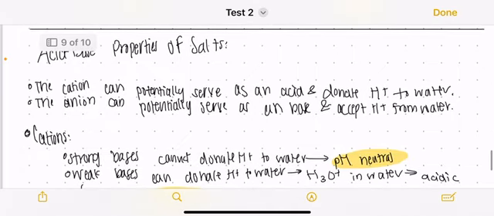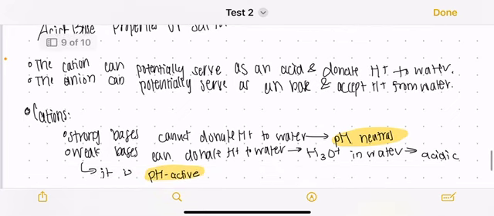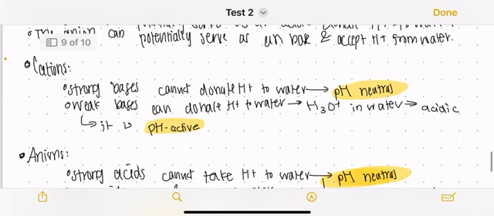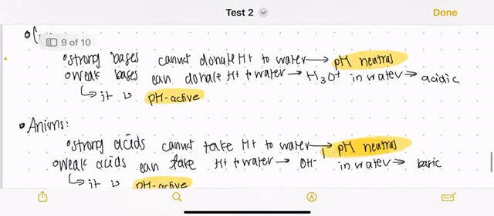Acid-base properties of salts. A salt is something with a cation and an anion. A cation can potentially serve as an acid and donate hydrogen ions to water. An anion can potentially serve as a base and accept hydrogen ions from water. Cations that form strong bases cannot donate hydrogen ions to water and are pH neutral. Cations that form weak bases can donate hydrogen ions to water. They form H3O+ in water and make the water more acidic. Therefore, it is pH active.